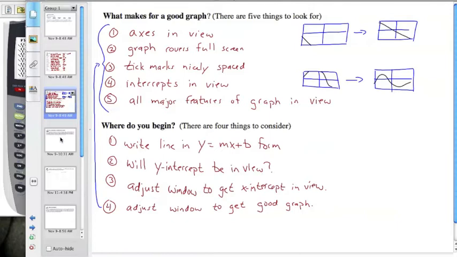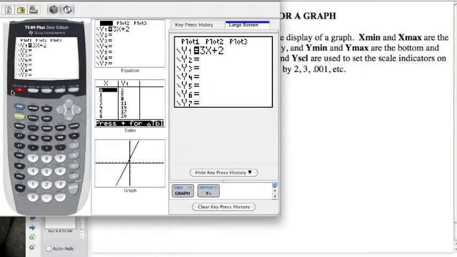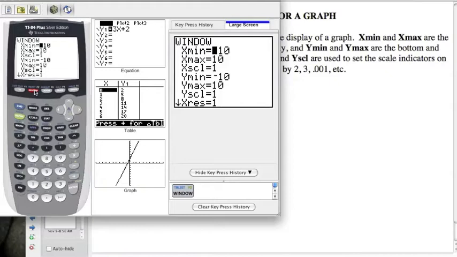Okay. So, creating a good display window for a graph. We talked a little bit about the window button. Now we're actually going to go in there and see what the window button does. If I click here and I go to graph, you can see what our graph looks like now. If I go into the window button, you'll see you have X-min and X-max. These control how much left and right you see. So these are the minimum X values and the maximum X values that you see.